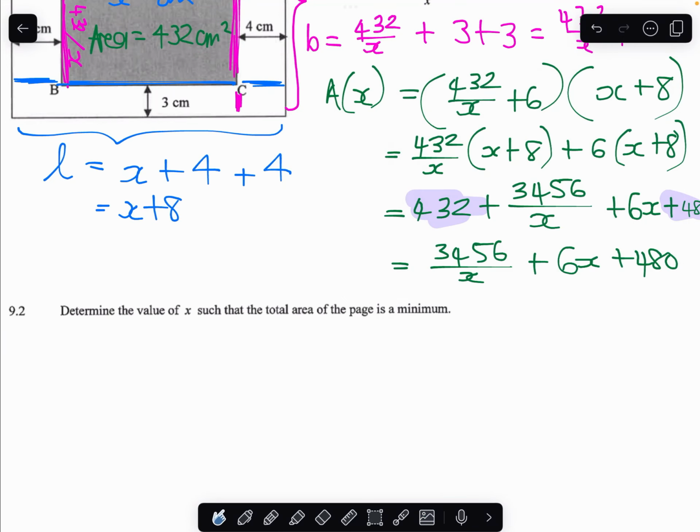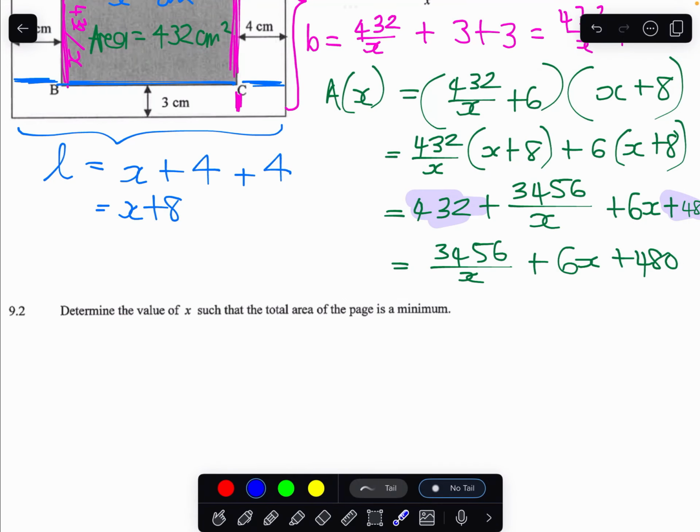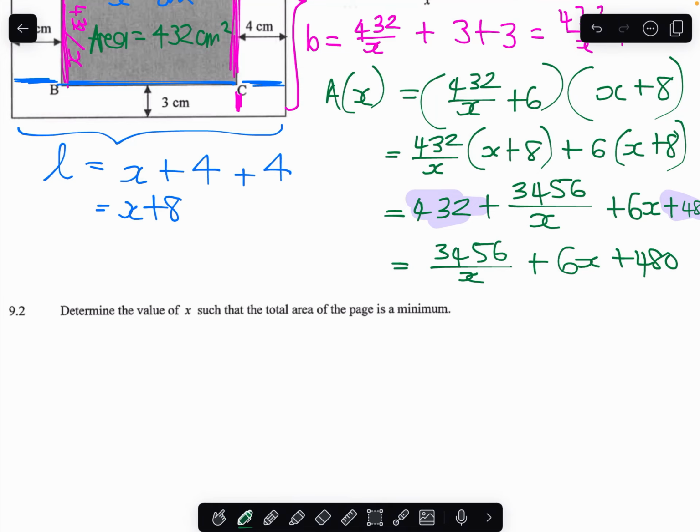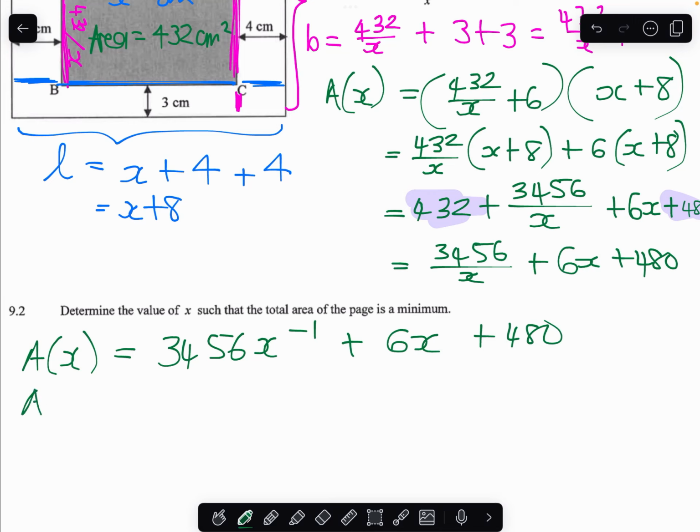So the question says, determine the value of x such that the total area of the page is a minimum. Okay, so we are going to need to find the first derivative of A, and in order to do that, we're first going to need to rewrite our A in a way that is friendly to our differentiating efforts. So this x we need to rewrite as a power of x. So that's what it becomes.